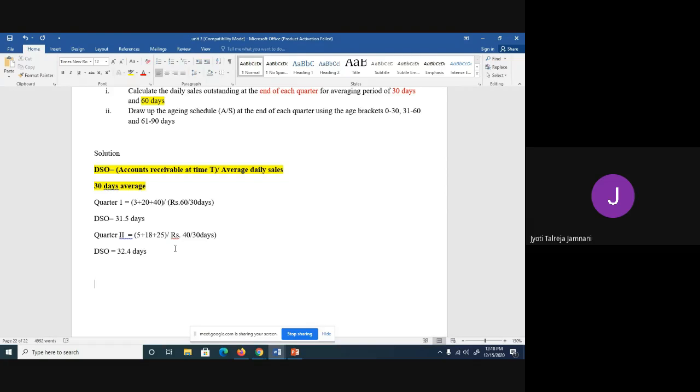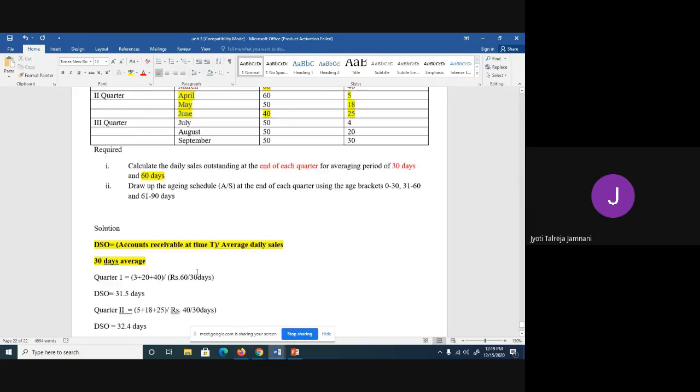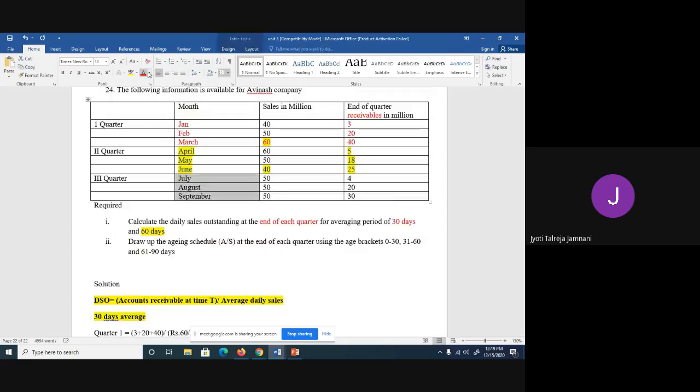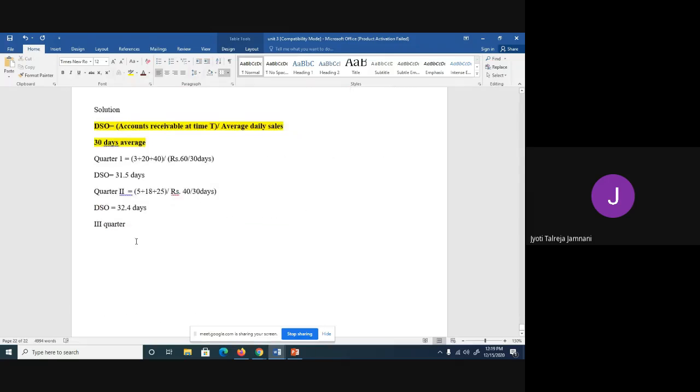The third quarter, we are going to take July, August and September. So these will be the accounts receivable 4, 20 and 30. So I'm taking here quarter 3 is equal to 4 plus 20 plus 30.